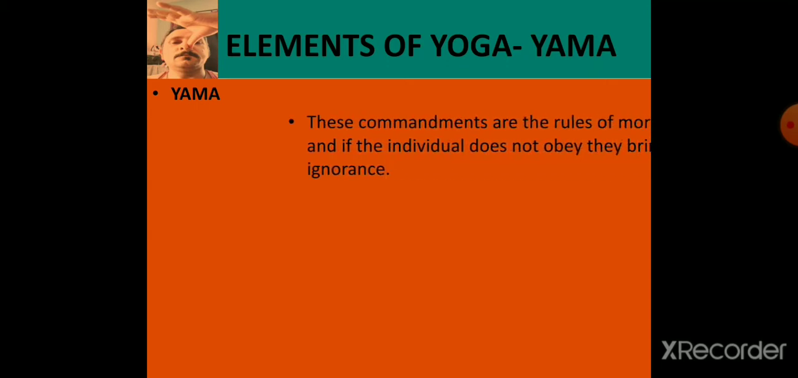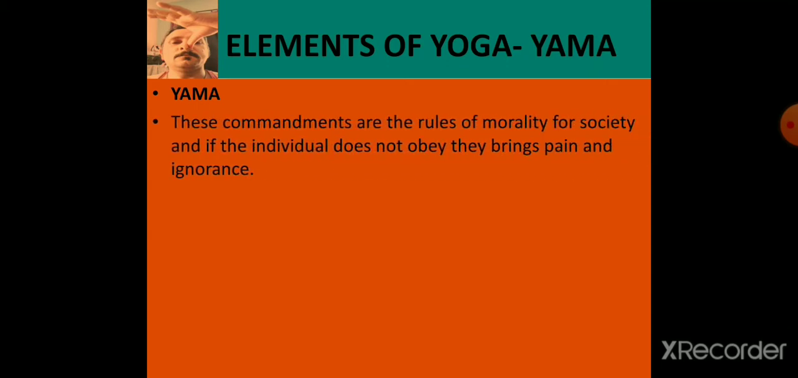So what is yam? These commandments are the rules of morality for society, and if any individual does not obey these commandments, these rules, it brings pain and ignorance. So these are the very basic rules of life, which can make a big difference in our life.